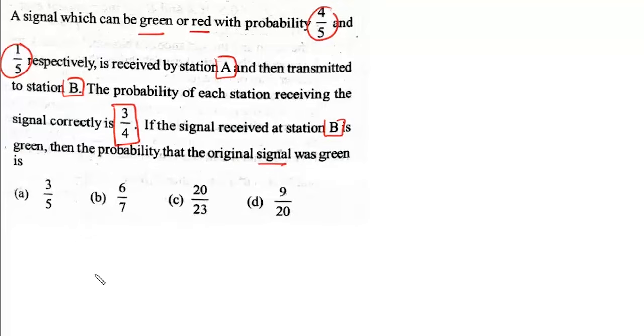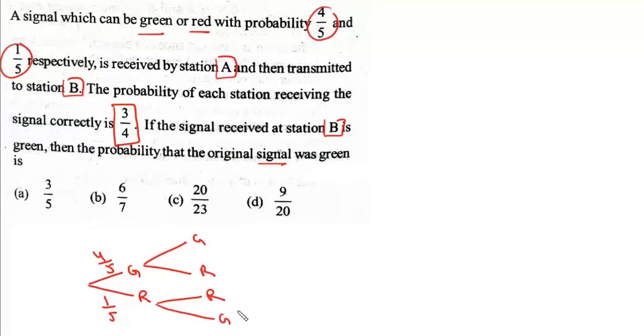Now this signal can be either green or red. Now it is green with the probability 4 by 5 and it is red with the probability 1 by 5. Now this green signal can be received at station A as either green or red. In the same way, this red signal also can be received as either red or green. Now it will be received green if it received the signal correctly. So it will be this 3 by 4 and here will be this 1 by 4, and red as red again is 3 by 4 and red as green is 1 by 4.